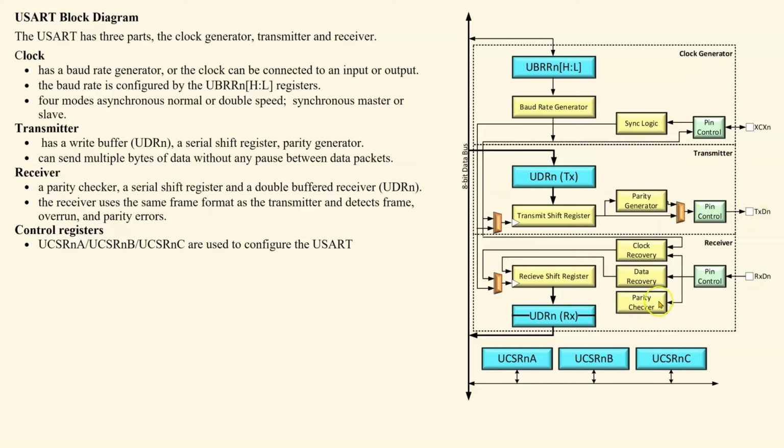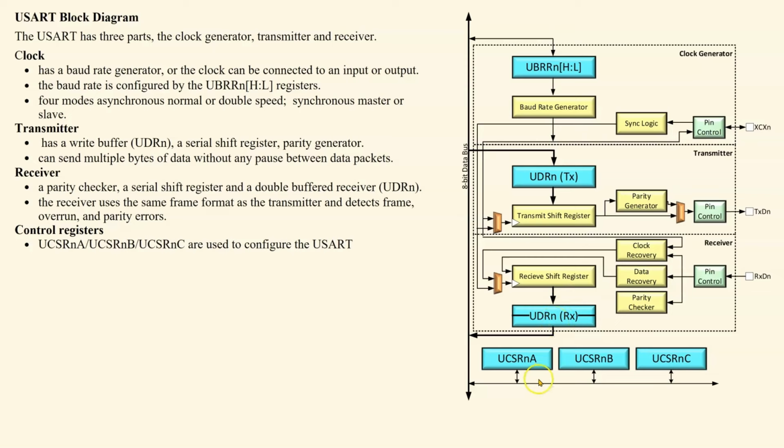The receiver has a parity checker, a receive shift register, and a double buffered receive register. The serial data will come in on the serial port, and it can be checked for parity if parity is set. The data is put into the receive shift register. When that data has been completed, it will be loaded into the UDRn register here. When that register has received data, the receive buffer register full flag will be set. This is double buffered, so we can have 2 bytes of data waiting to be read.